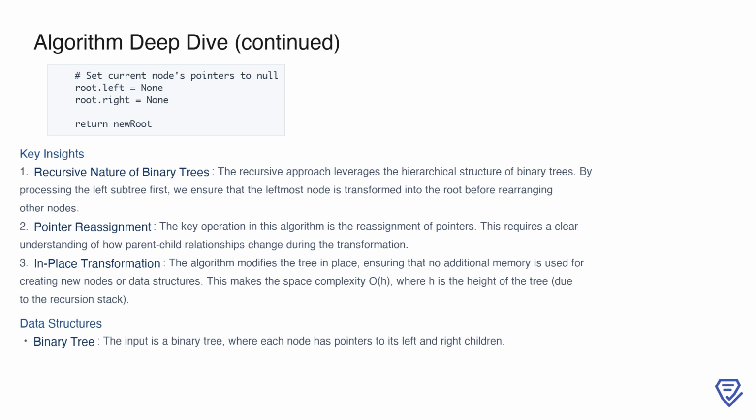Another important aspect is that this transformation is performed in place. We don't create new nodes or use additional data structures, which minimizes memory usage. The only space overhead comes from the recursion stack, making this an efficient solution overall. This is especially important when dealing with large trees.